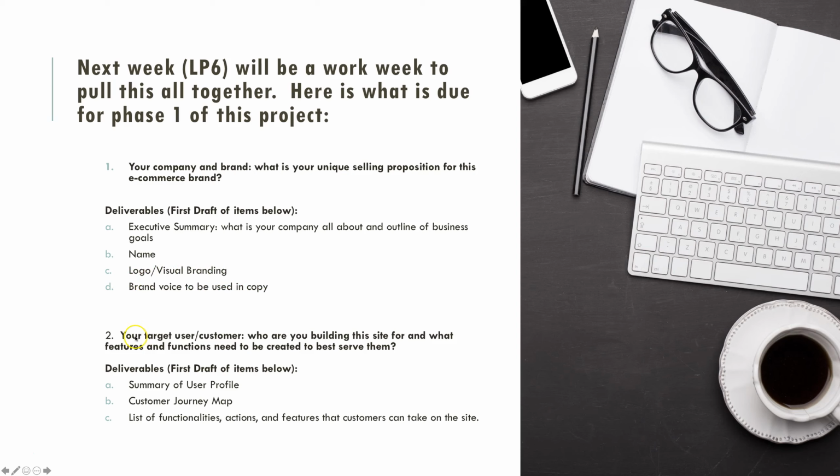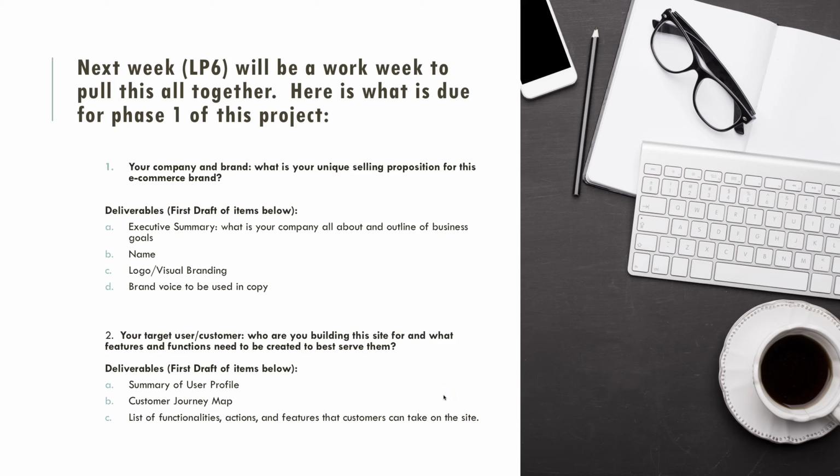The second part of it is your target user and customer. Who are you building this site for? And what features and functions need to be created to serve them? So the deliverables here are your user profile, something that you've worked on already in the past. Your customer journey map, again, something that you've worked on already. And the list of functionalities, actions, and features that your customers can take on the site. Again, that was from a week or two ago.